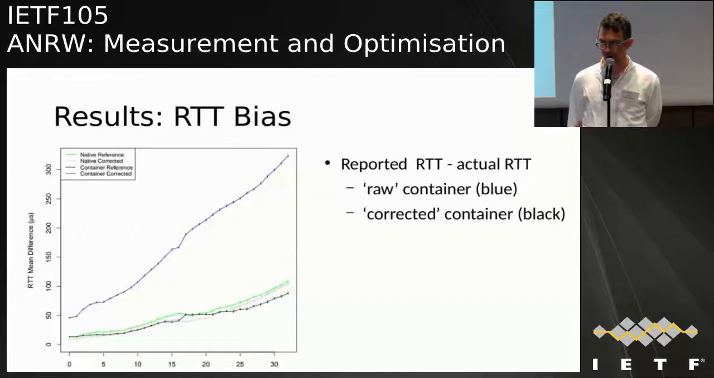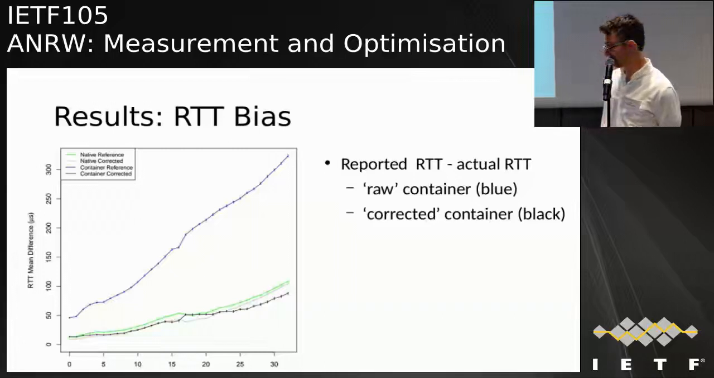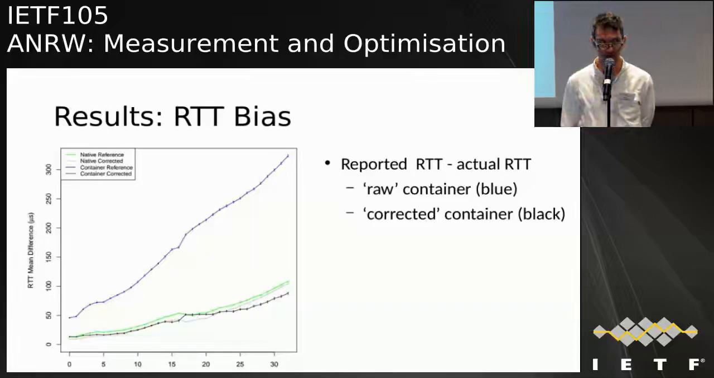So our main result is presented here. This is RTT bias. So it's the difference between the reported RTT from one of these sources and the actual RTT as measured in hardware. So the blue trace on the top is the RTT that's reported from inside the container, the raw RTT without any modification. And it's cut off here, but the x-axis is the number of traffic generating containers that are running co-located on the same host.